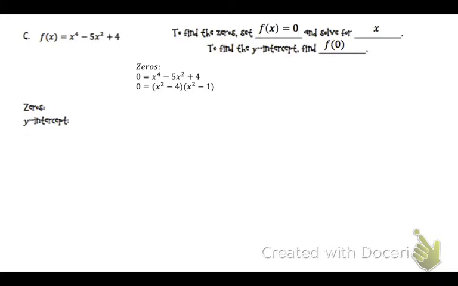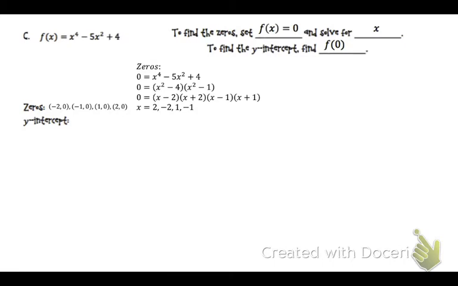Now, x squared minus 4 factors down to x plus 2 and x minus 2. X squared minus 1 factors down to x minus 1, x plus 1. And then you just solve it. So x equals 2, negative 2, 1, and negative 1. So my zeros here are (-2, 0), (-1, 0), (1, 0), and (2, 0).